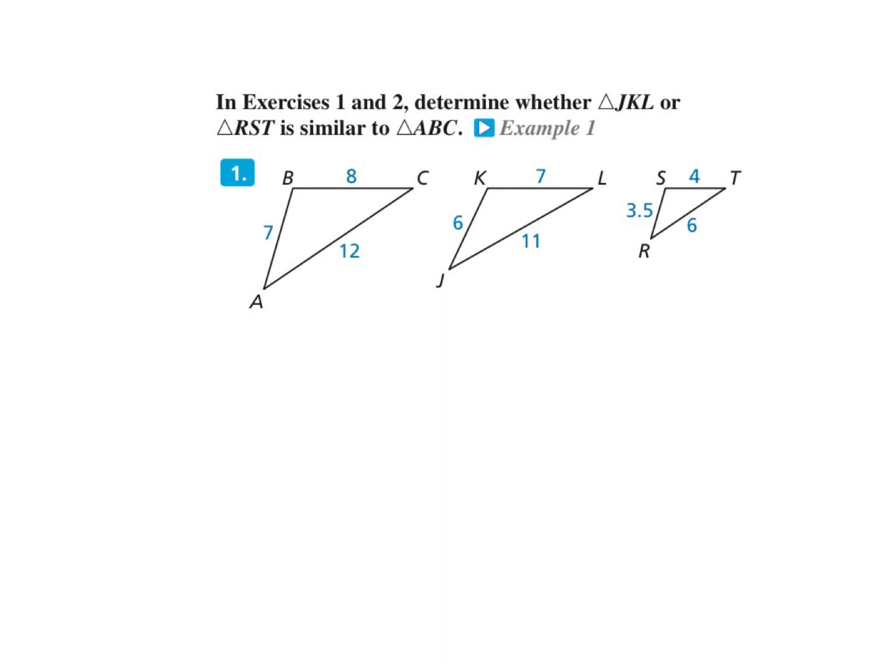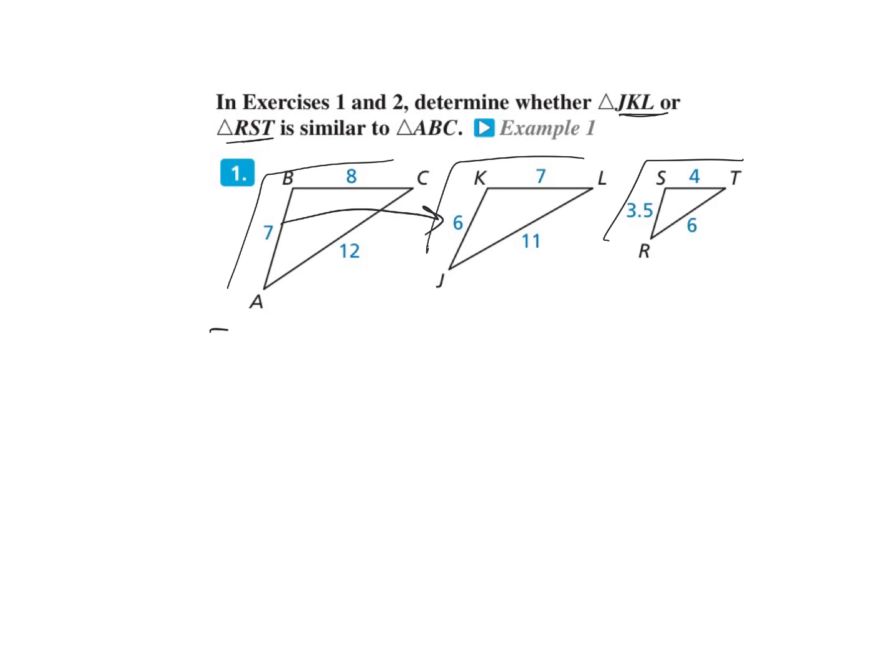Now let's do this. Determine whether JKL or RST is similar to ABC. So we're wanting to know what is similar to the first triangle. It's basically two problems in one. First of all, we notice the order is the exact same: we want ABC, then JKL, and then RST. So they're in the same order, so we can just set these up. So let's check A with the middle triangle.